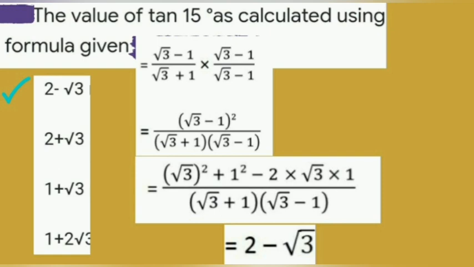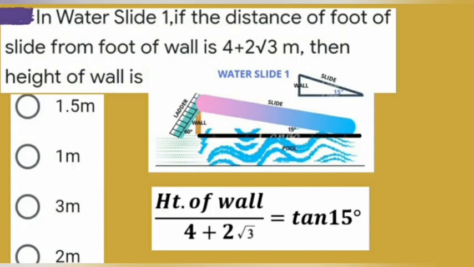Now moving ahead, we are considering case 1, that is water slide 1, where the distance of the foot of the slide from the foot of the wall is 4 plus 2 root 3 meter, and we are supposed to find the height of the wall. So with respect to angle 15 degree in this right triangle which is formed between the wall, slide and the ground level, we know that height of wall upon 4 plus 2 root 3, that is the distance of the foot of the slide from the foot of the wall, is the same as tan 15 degree.